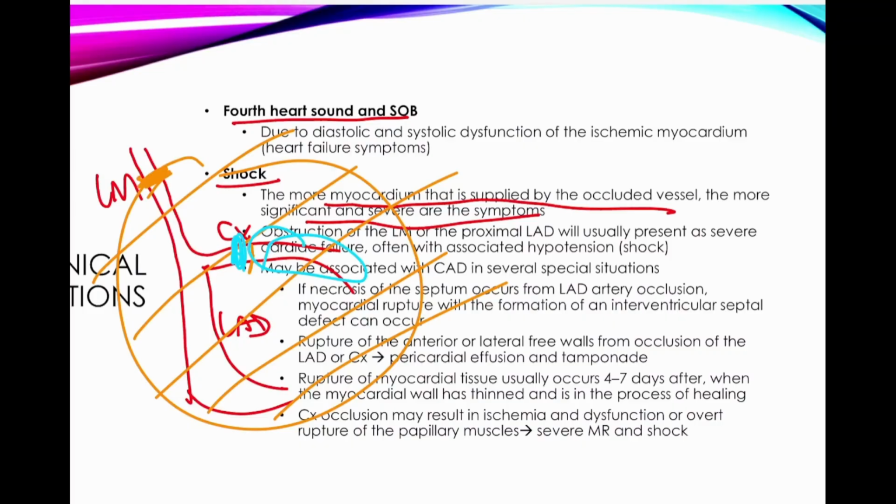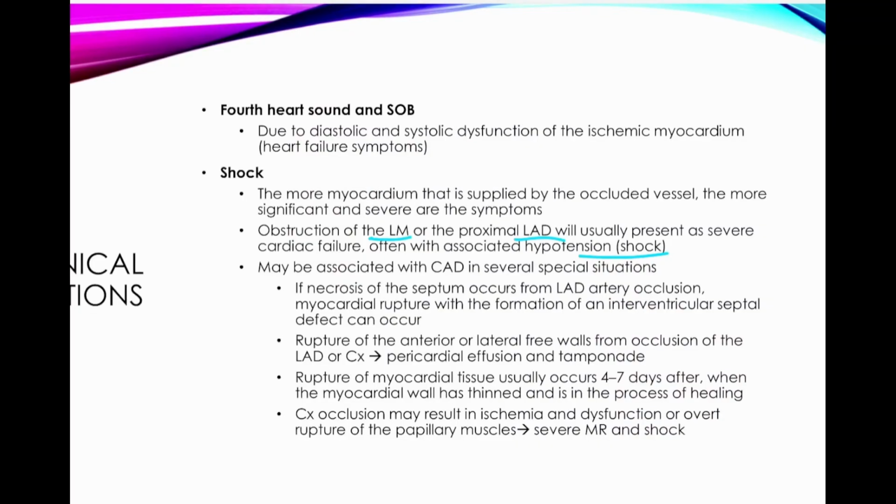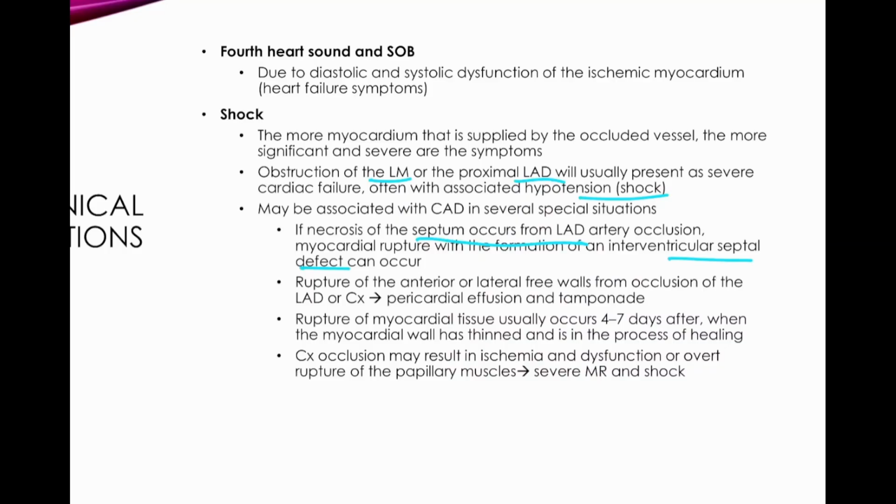Let me clear the page. Okay. So again, if you occlude the left main, you get the LAD is out, and they're going to be in shock with that. So usually if they're in shock with the MI, it's due to left main issue, the LAD. Okay. If necrosis of the septum occurs due to LAD artery occlusion, they may have some intraventricular septal issues. If they have rupture of the anterior and lateral free walls from occlusion of the LAD or circumflex, they can develop pericardial effusion and tamponade.